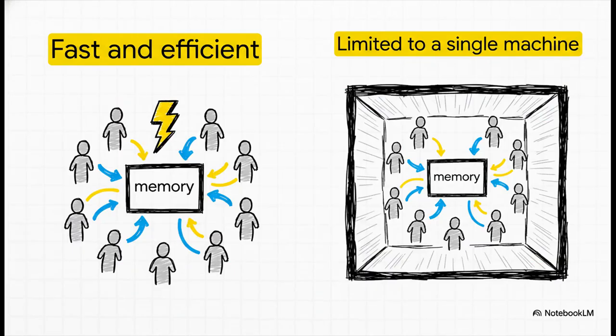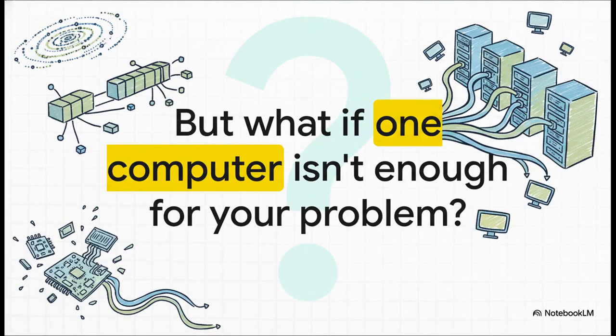Now, the huge advantage here is that it's incredibly fast and efficient. Sharing information is as simple as just looking up at the whiteboard. But there's a big downside. You are fundamentally limited by the size of that one room, by the power of that one single machine. Which, of course, leads us to the really big question. What do you do when your problem, maybe you're simulating an entire galaxy or training a massive AI model, is just too big for one computer, no matter how powerful that one computer is?